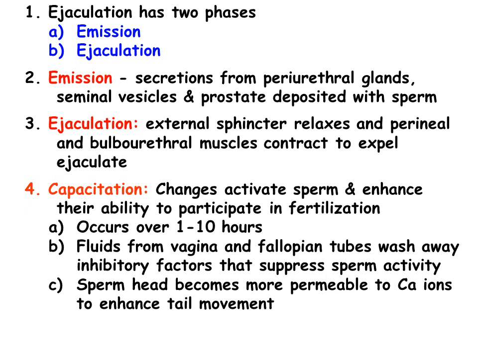And this will actually, there are a number of changes that occur as the sperm is moving through that will activate them. And this activation actually is very important for their ability to participate in fertilization. It occurs in about 1 to 10 hours. And then fluids from the vagina and fallopian tubes will wash away inhibitory factors that actually suppress their activity. So once the ejaculate is there, these fluids will help to activate them.